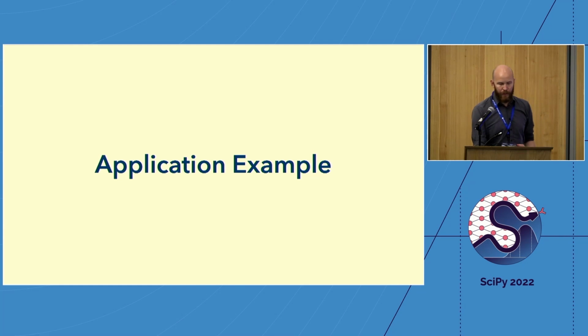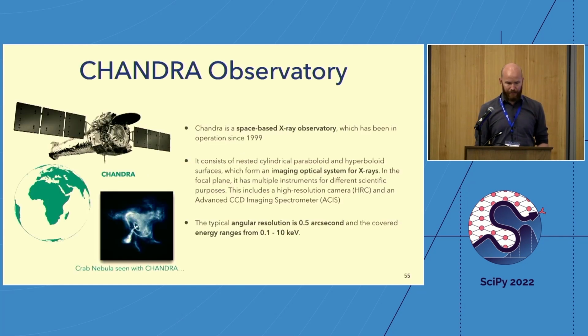Okay, let me show you one application example on real data. Maybe you've heard about, I think by now everyone has heard about the James Webb Telescope, but maybe you've heard about the Chandra Observatory as well. So Chandra is a space-based X-ray observatory which has been in operation since 1999. It consists of an imaging optical system for X-rays, and it has multiple instruments for different scientific purposes, like a high-resolution camera and an advanced imaging spectrometer. The typical angular resolution of Chandra is 0.5 arcsecond. This is already not that bad. And then it covers an energy range of 0.1 to 10 keV.